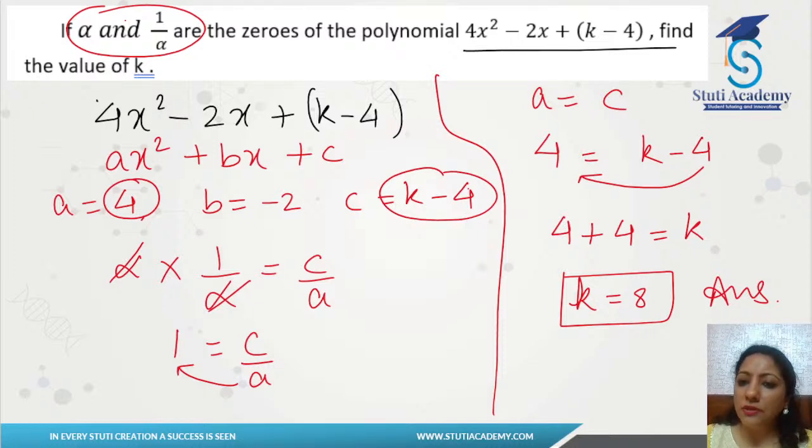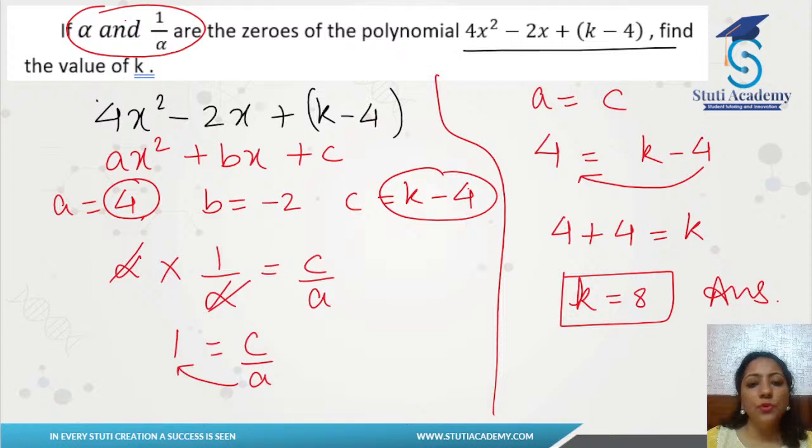This is the polynomial given to us. We are going to first compare the polynomial with ax square plus bx plus c. And from here, we can observe that a is 4, b is minus 2 and c is k minus 4. It is also given to us that alpha and 1 upon alpha are zeros of the polynomial. So if I use the sum of the zeros concept, it may not be useful. So I'm going to use the product of the zeros concept because I actually need to solve for k. K is occurring here in c.